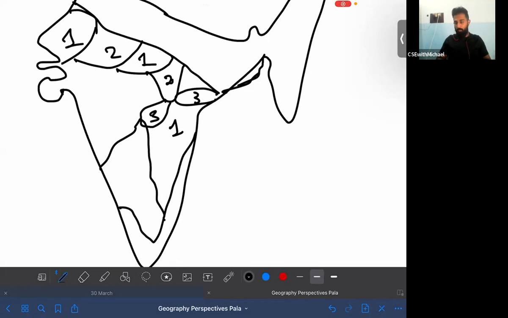Rajasthan platform. Bundelkhand, obviously a crystalline region. Bundelkhand have been formed during the genesis of the peninsula. Chota Nagpur, again, similar thing. Dharwad Shield, we have seen this is a Dharwad Shield region. So one.